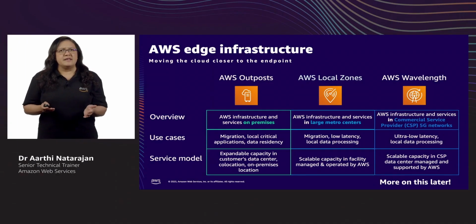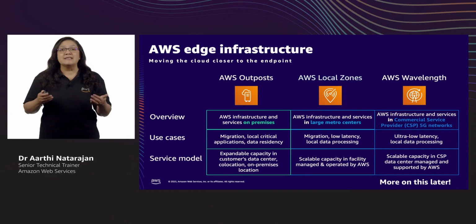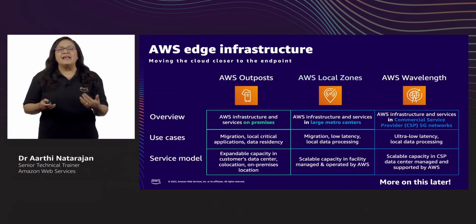We also have additional services that operate at the edge, including AWS Outposts, local zones, and AWS Wavelength. Let's start with AWS Outposts. Outposts is a fully managed service that extends the AWS infrastructure, AWS services, APIs, and tools to virtually any data center, co-location space, or an on-premise facility, providing a consistent hybrid experience.